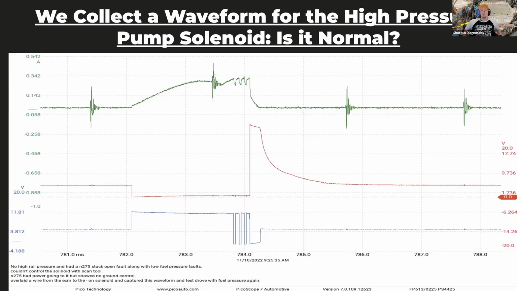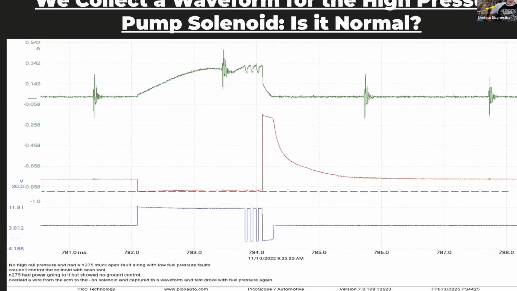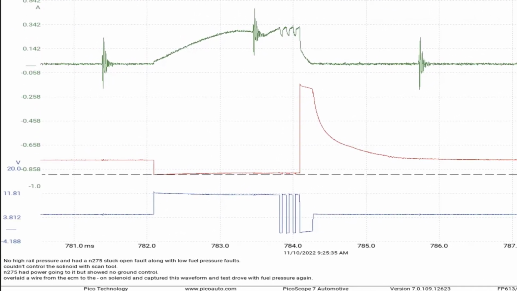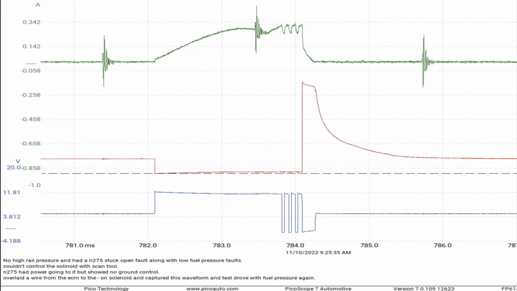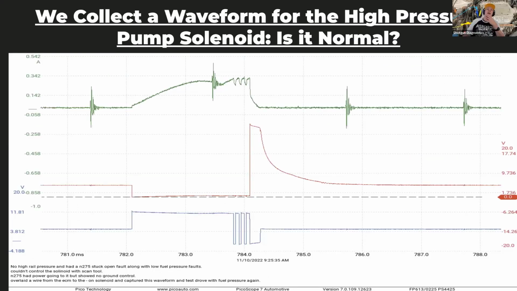He had this waveform, and if you look at the top trace, that's the current waveform. And I looked at that and I was like, what the hell is that? That's not what I was expecting at all, right? If you follow the way Volkswagen has done it, earlier on in their production, the high pressure pump solenoid had a fuse and then a ground control from the ECM. Then they changed to dual modulated from the ECM, so power and ground both modulated directly from the ECM.